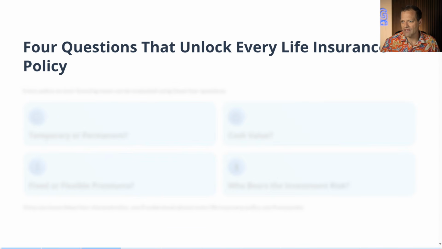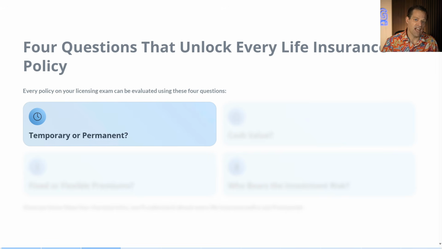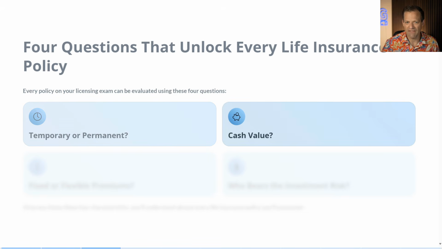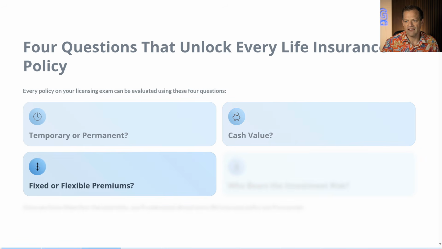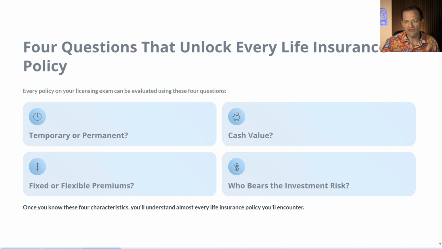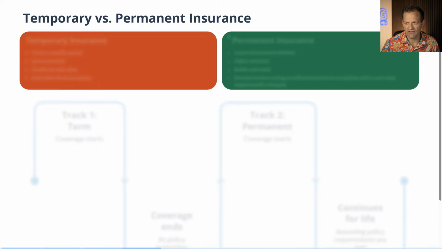exam as well. So there are 4 types of questions that unlock every life insurance policy, so you can better understand how it is and how it'll show up on the exam. So is it a temporary policy or is it permanent? Does it terminate or does it last your whole life? We'll talk about that more in a minute. Does the policy have cash value or not? Is there a fixed or flexible premium? And who bears the investment risk? Once you know these 4 characteristics, you'll understand almost every life insurance plan that you'll ever encounter.